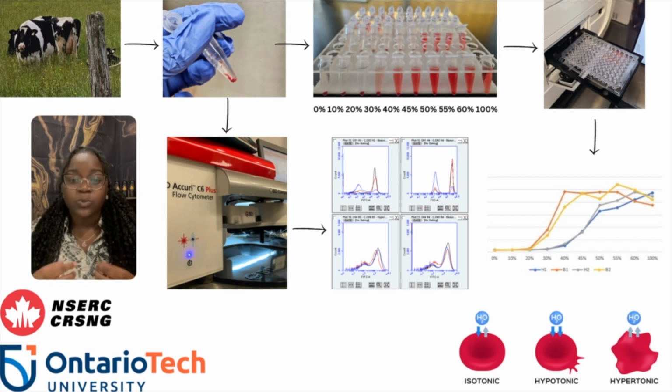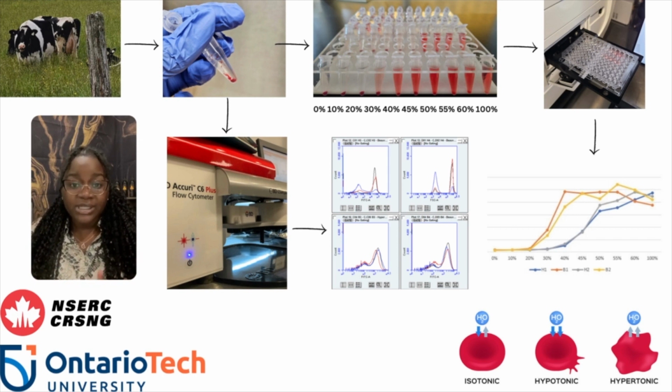Hypertonic means that the water rushes out of the cell, causing it to shrink in size. Isotonic means that the concentration of solutes are the same inside and outside of the cell. And hypotonic means that the water flows into the cell, making it swell. So in the case of dehydration, the bovine's blood is in a hypertonic state.